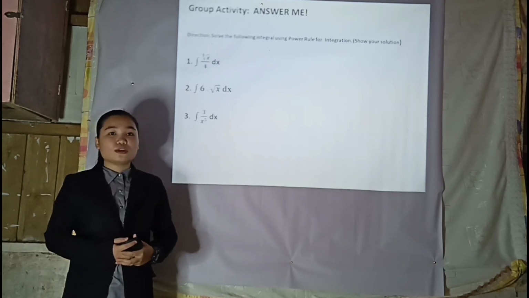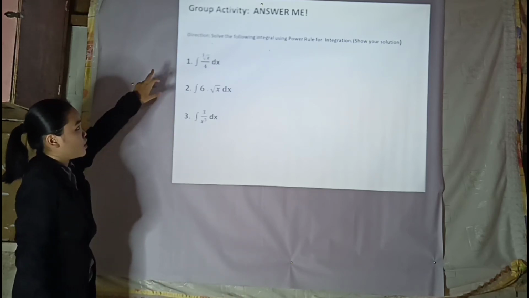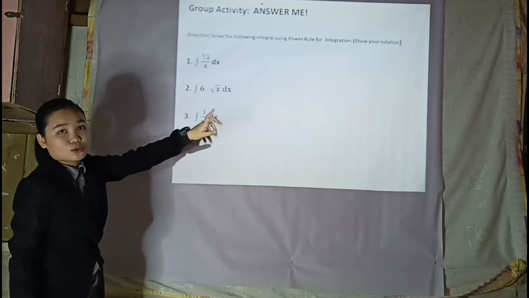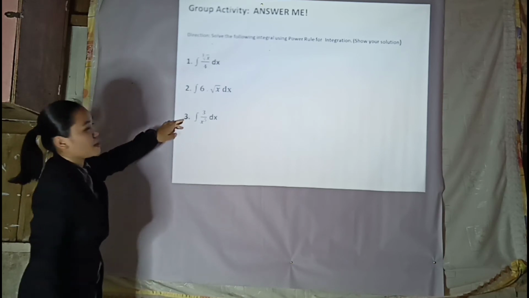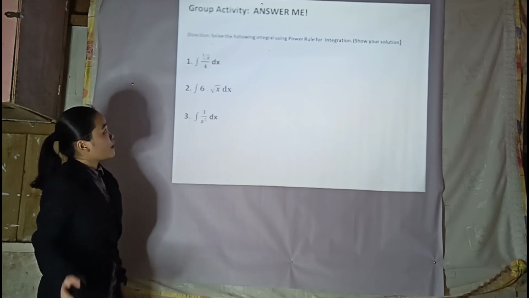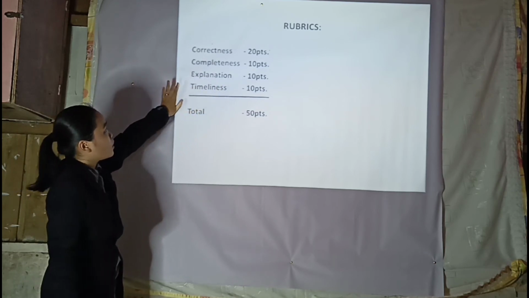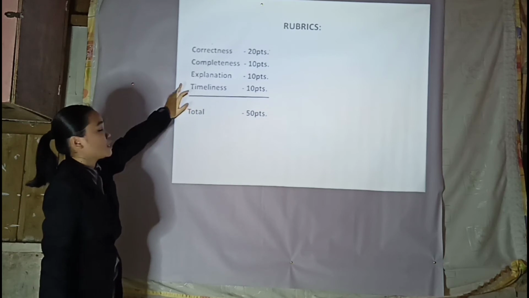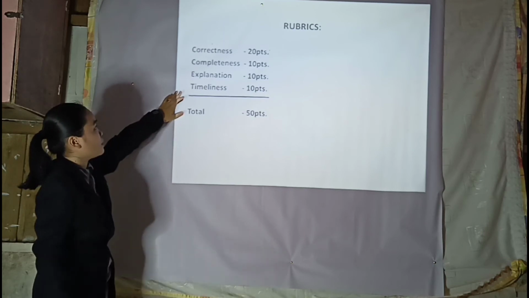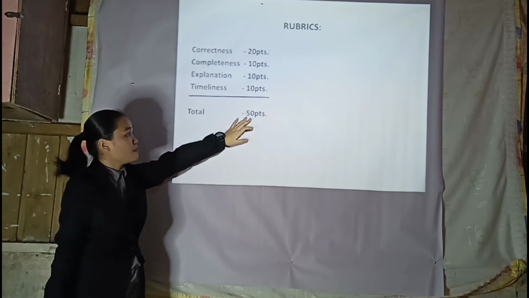group yourselves into 3 and answer this activity. Direction: solve the following integral using the power rule for integration. Show your solution. We have 3 items here, and I will give you 5 minutes for answering this. You are graded by these rubrics. Correctness, we have 20 points. Completeness, we have 10 points. Explanation, so you have to explain it later after our checking. And timeliness, we have 10 points. So, the total will be 50 points.